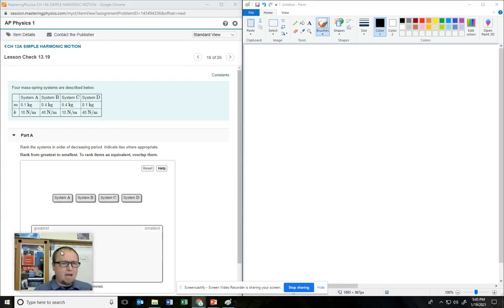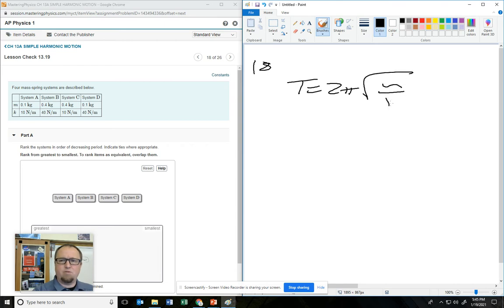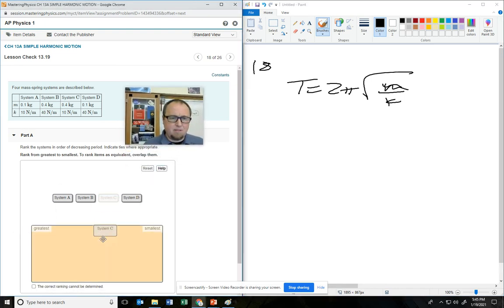18. So now it says rank the system according to period. Period is defined by 2 pi square root of m over k. If you plug in the m and you plug in the k, you can find out which is biggest and which is smallest. If they're the same, put them on top of each other. I'll show you what that looks like. If C and D are the same, I put them on top of each other. If I think one's smaller, put it on the side.